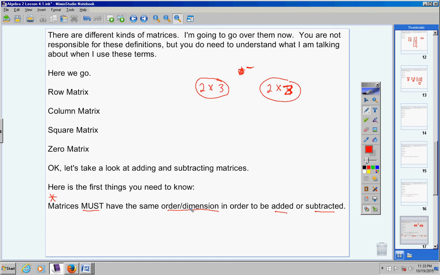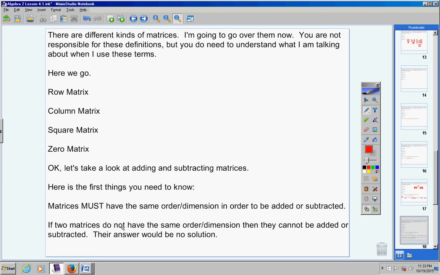Please copy this in your notes and understand what I'm saying. Matrices must have the same order in order to be added or subtracted. If 2 matrices do not have the same order or dimension, then they cannot be added or subtracted. Their answer would simply be no solution, or cannot be added, cannot be subtracted, cannot be combined, whatever you want to put.